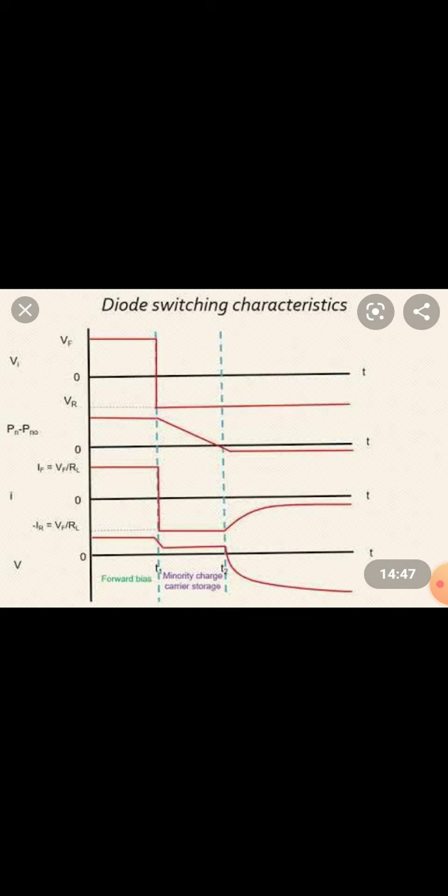It can be reduced by shortening the length of the P region in the PN junction diode and by introducing some impurities. What type of impurities? Like gold, for example.